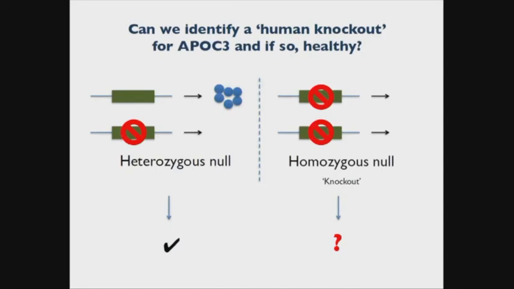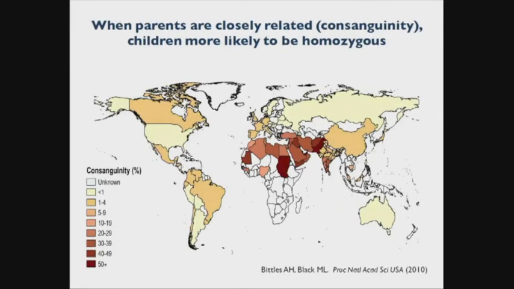Now, again with the PCSK9 analogy, we looked for homozygous null individuals to see if we could find them and whether they would be healthy, which would suggest that complete inhibition would be safe. After looking at about 200,000 individuals of European ancestry, we didn't find a single person who was homozygous null. So we turned to an important concept in human genetics, consanguinity. When parents are closely related to each other, the children are much more likely to be homozygous by descent at any given site in the genome.